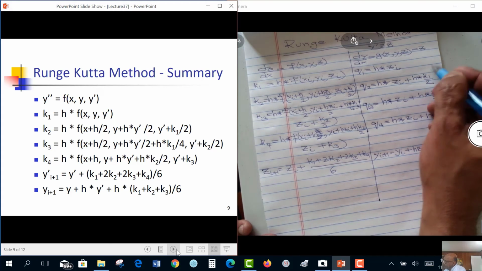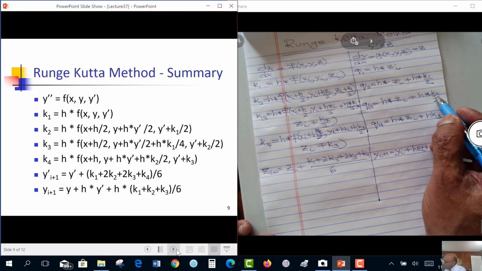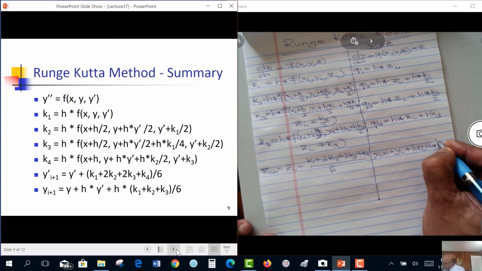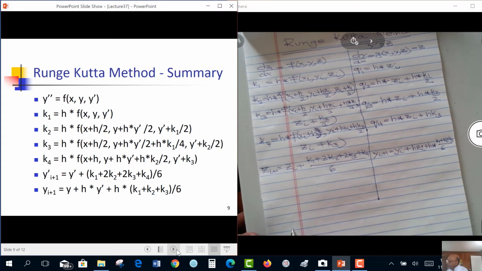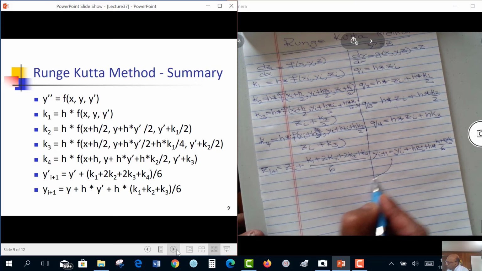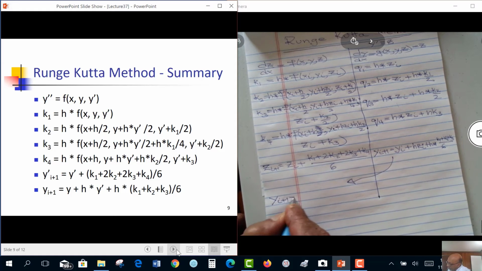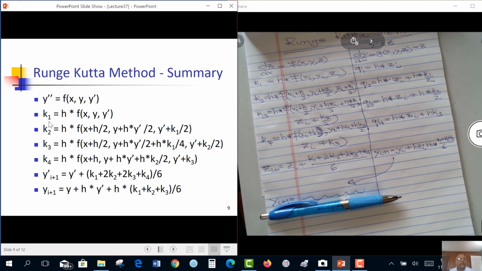Then we have no term here. 2 of these will make it hk1. 2 of these will make it hk2. 1 of these will make it hk3. So we'll have h times k1 plus k2 plus k3 over 6. So notice I don't need to know q's now. All I need to do is calculate the 4 k's, and then I can get my zi plus 1, I can get my yi plus 1. So all the formulas here are listed on slide number 9.